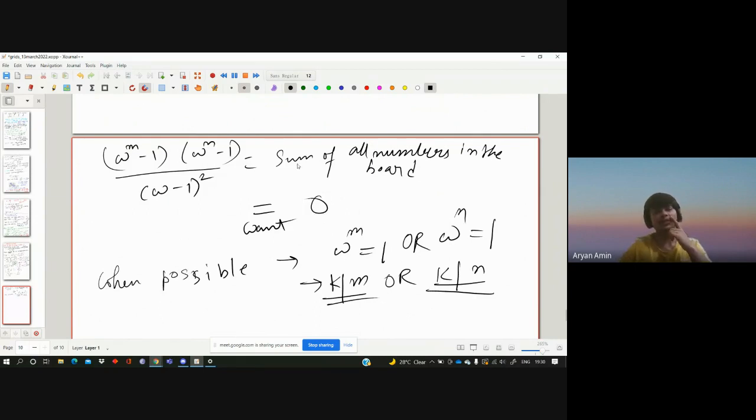So this is equal to 0 if and only if either omega equals 1, omega to the power m equals 1, or omega to the power n equals 1, right? But you already know that omega to the power k equals 1. It is kind of easy to prove that this implies this. Are there any questions regarding this?